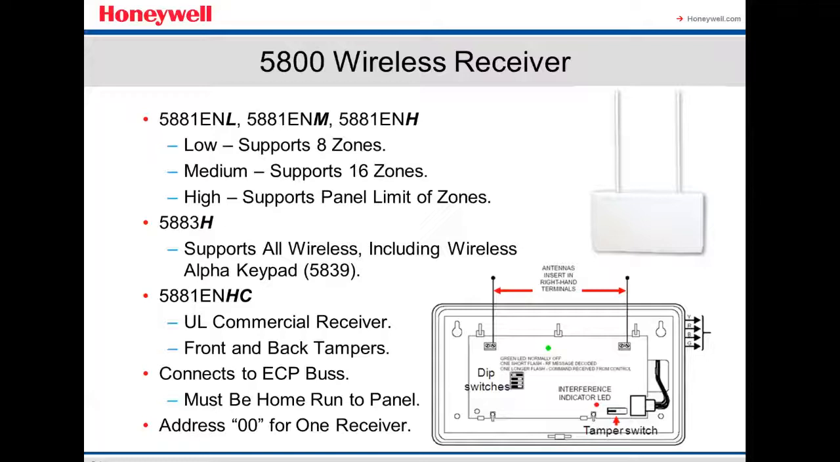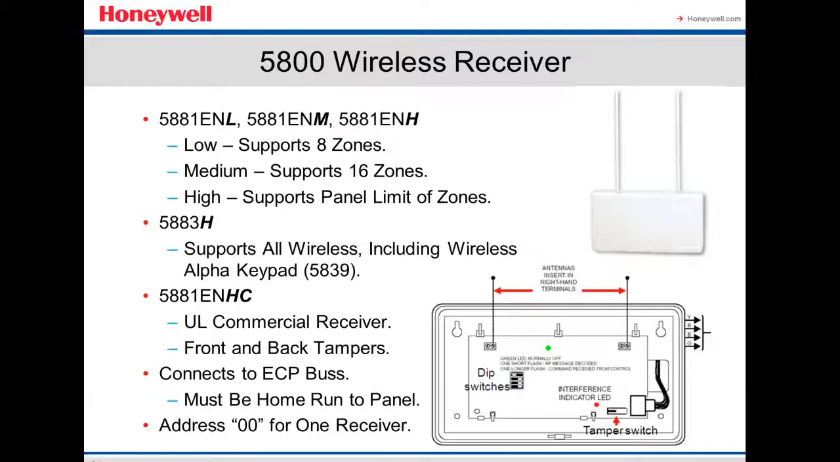So we always recommend getting the high one, the H, because even though you're probably not going to go over 40 if you install wireless devices, you're probably going to go over 8 zones, and then you are ready to use the other ones in case you expand your installation. If you install a low one, it's going to support only up to 8 zones, and if you expand your installation, you'll have to buy another one. So it's better to go buy the high one.